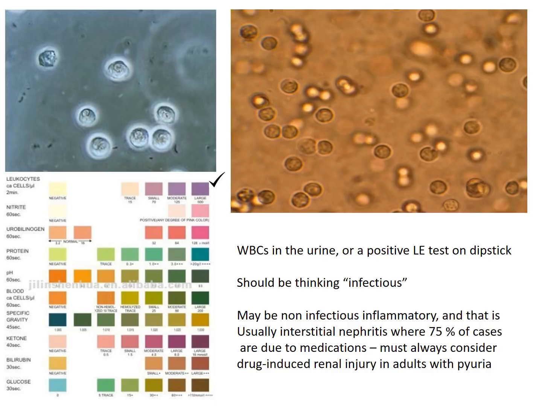Pyuria, the presence of white blood cells in the urine. When you see white blood cells in the urine, most people are going to think infection, urinary tract infection. However, when you see white blood cells in the urine, also consider the potential for non-infectious inflammatory reactions such as interstitial nephritis. And again, most of that is due to medications.